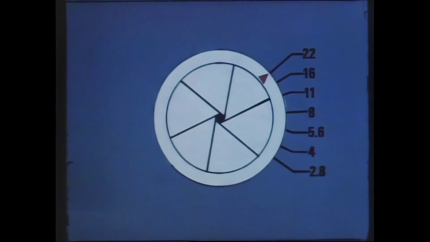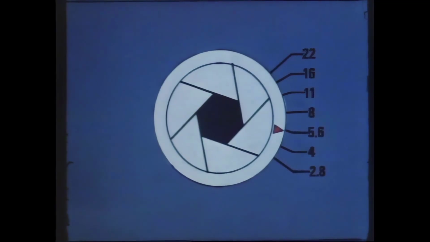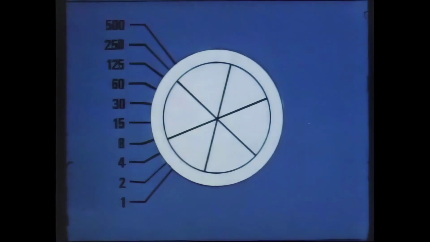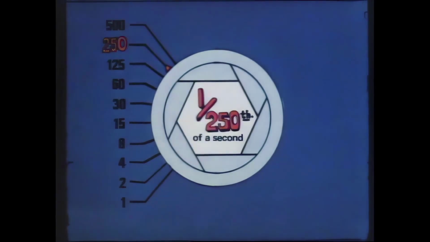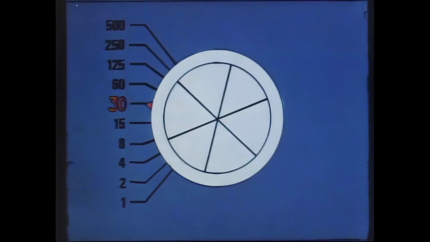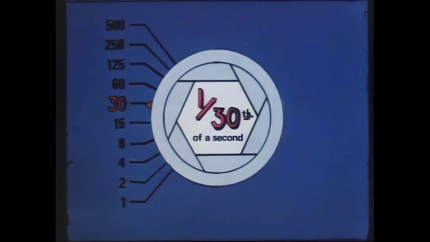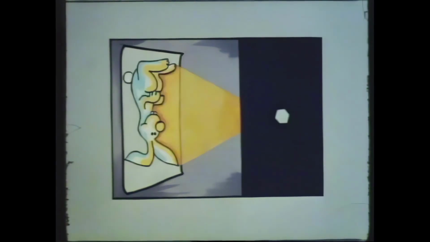We refer to the size of the openings by numbers called F numbers. Some adjustable cameras require the photographer to set the F number for each situation. You can also vary the shutter speed to control the length of time the light strikes the film. These times are printed on the camera as whole numbers, but they refer to fractions of a second. For example, 250 means that the shutter is open for 1/250th of a second. 30 means it's open for 1/30th of a second. The longer the shutter is open, the longer the light strikes the film.